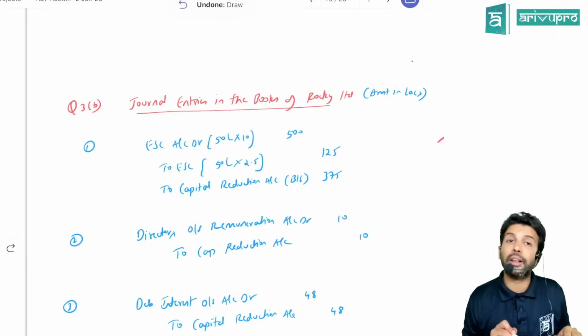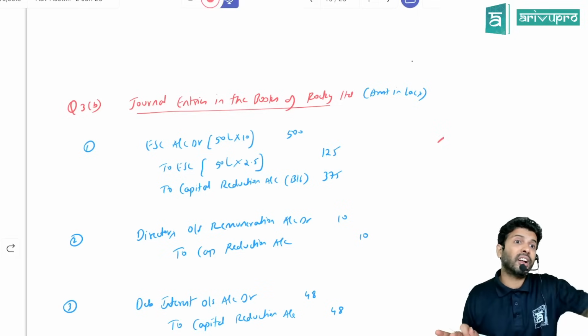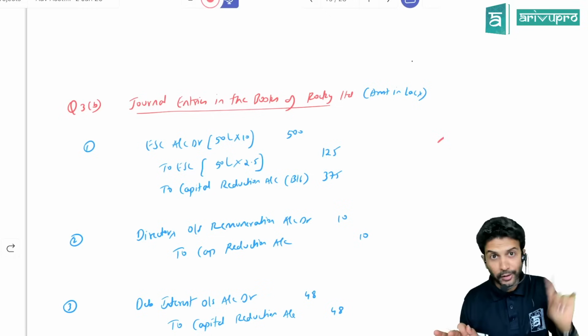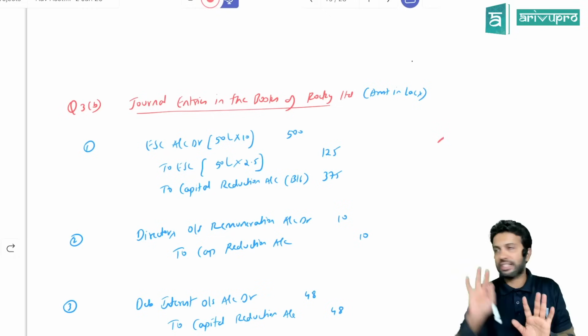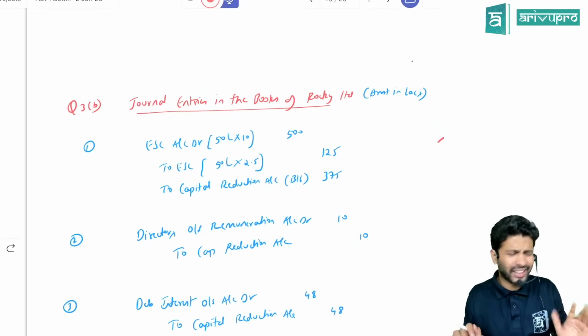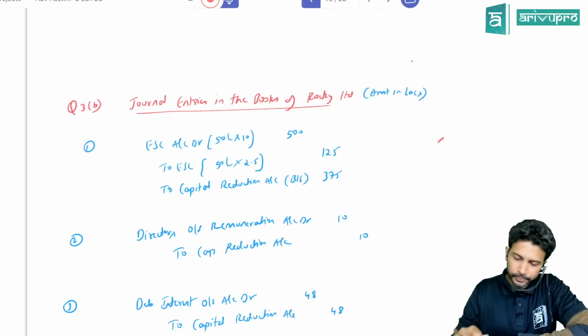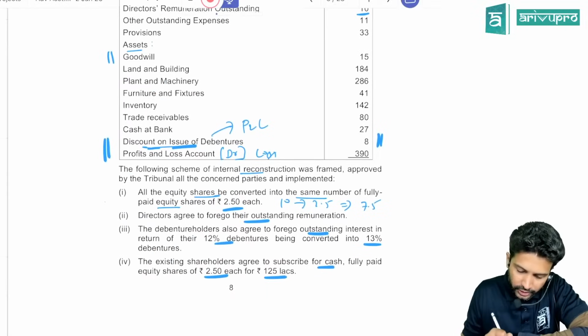And don't forget the narration. The narration keywords: being approved scheme of reconstruction dated... You remember all that? So narration is a must. Unless the question says narration is not required, you have to compulsorily write the narration. But in the interest of time, I have just written the entries, I have not written the narration. Alright, first adjustment is done.